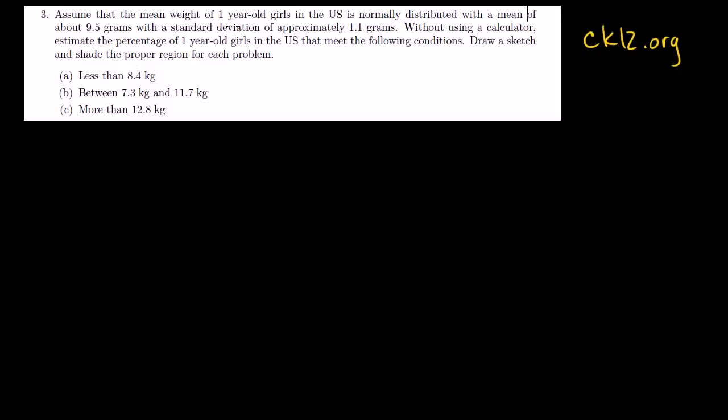Assume that the mean weight of 1-year-old girls in the U.S. is normally distributed with a mean of about 9.5 grams. That's got to be kilograms. I have a 10-month-old son, and he weighs about 20 pounds, which is about 9 kilograms, not 9.5 grams. That would be like mice or something. Now, this has got to be kilograms. But anyway, it's about 9.5 kilograms with a standard deviation of approximately 1.1 grams. So the mean is equal to 9.5 kilograms, I'm assuming, and the standard deviation is equal to 1.1 grams, without using a calculator. So that's an interesting clue.